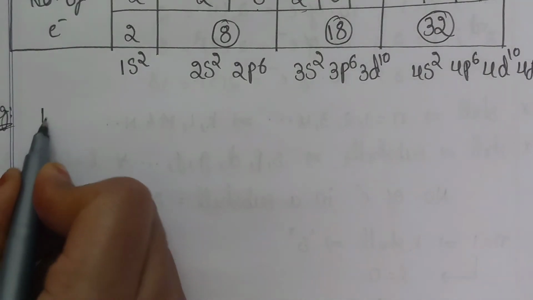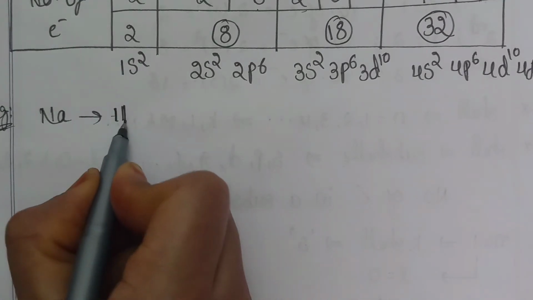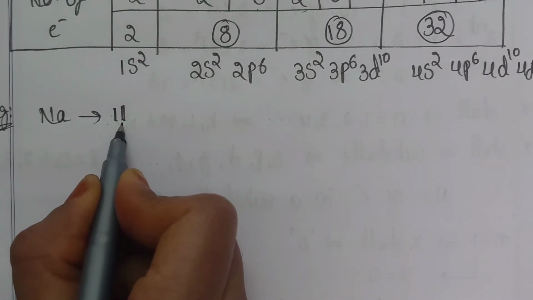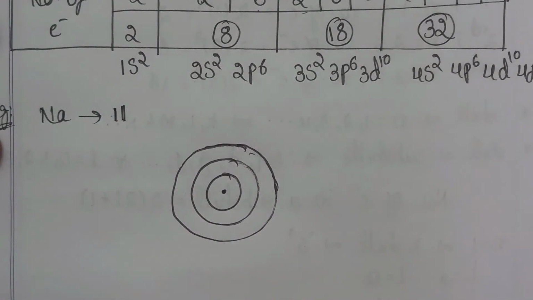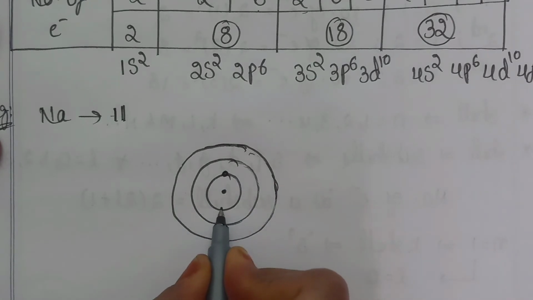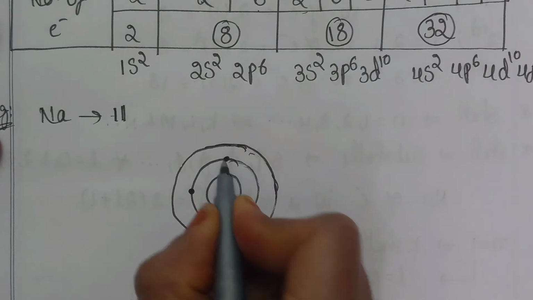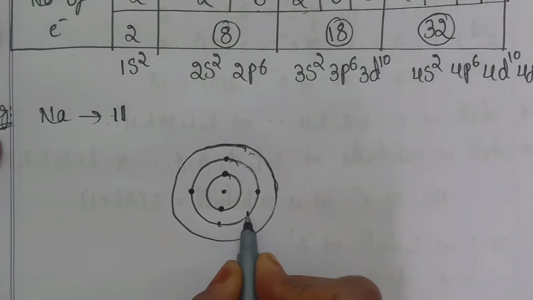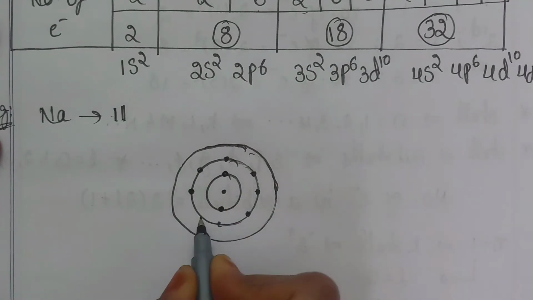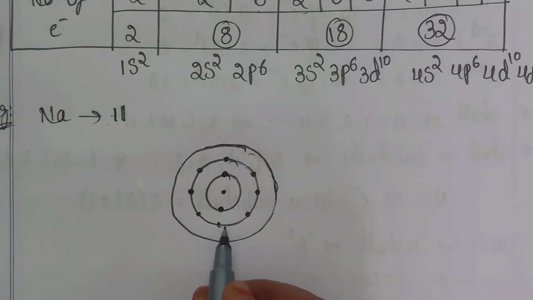Now let us consider one example. Say sodium, whose atomic number is 11. We have to fill these electrons according to our table. In the first orbit we can fill only 2 electrons. In the second orbit we can fill 8 electrons: 1, 2, 3, 4, 5, 6, 7, 8. So how many electrons are completed? 2 plus 8, total 10. So only 1 electron remains, and it is filled in the next orbit.